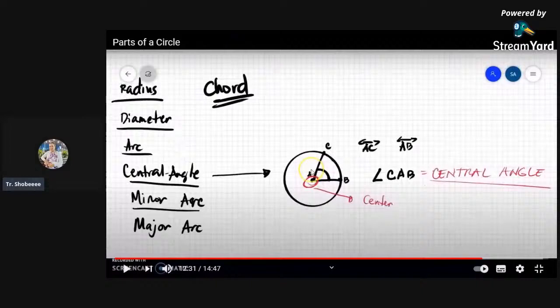Okay, now we already have these basic parts of circles. So, you have the radius, diameter, arc, central angle, minor arc, major arc, and then chord. Now, we have things to learn also about these parts. So, that is what we will study for this lecture.